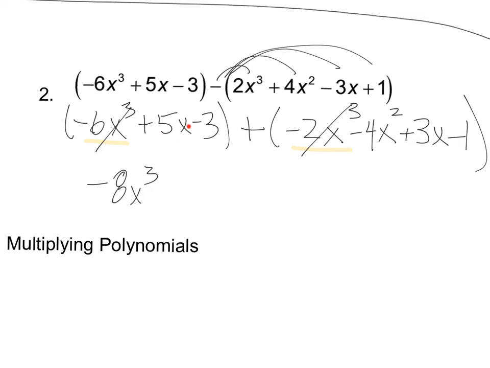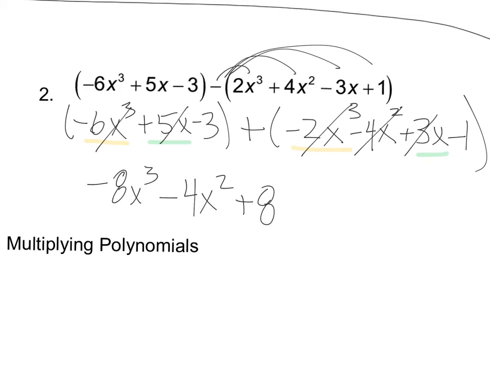Now, we did x cubed, so now we're going to look for x squared. I have an x squared term here. I have no other x squared terms, so I'm just going to bring that down, negative 4x squared, and then I'm going to cross that off. And now I look for x terms, so I have 5x and I have 3x. I go ahead and combine those, and that would give us 8x.